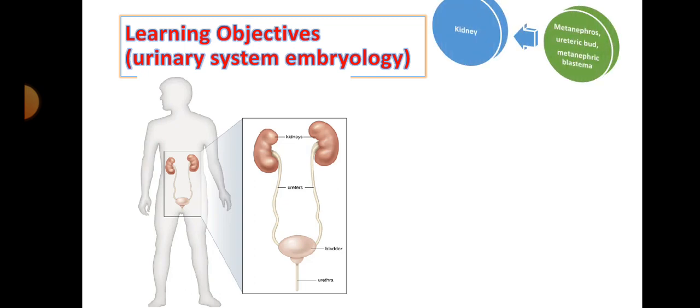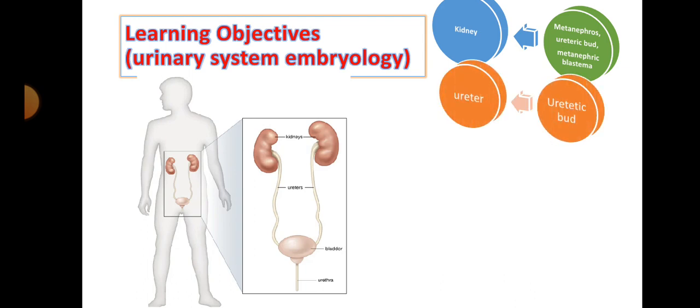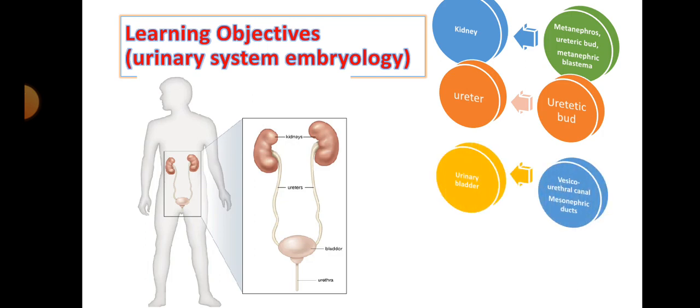Now as you see here, there is the kidney, and on the right side you see three new terminologies: metanephros, metanephric blastema and the ureteric bud. These are the structures that give rise to the kidney. And the second part, the ureter, is developed from the structure called the ureteric bud, while the urinary bladder is developing from the vesico-urethral canal and another structure called the mesonephric duct.